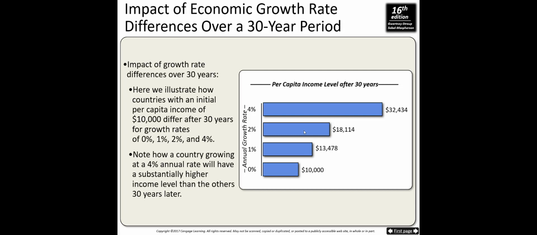We can see the impact of economic growth rate differences over a 30-year period. On the screen, you have several different average growth rates, and with those growth rates, we will find out what the per capita income level will be after 30 years. So we have 0%, 1%, 2%, and 4%, and the starting income is $10,000 per person. If there is no growth, then you will have $10,000 after 30 years. If there is 1%, then the income per capita increases by 34%. With 2% growth, it's almost 82%. And for 4% growth, as you see, the income triples.